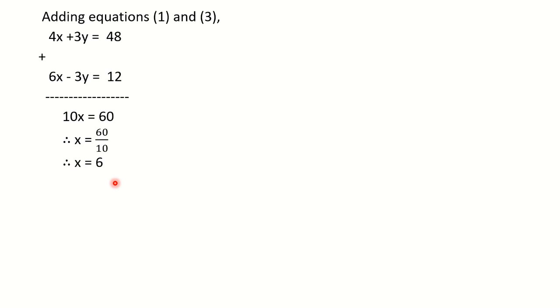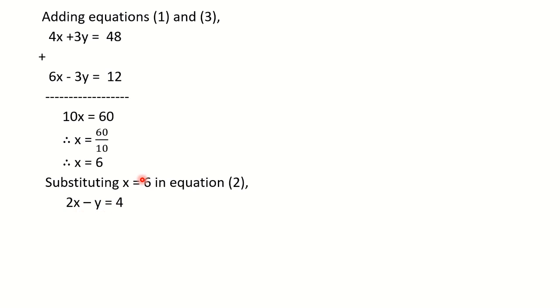Okay, in this way we have found out the value of x. Now we need to find the value of y. So let us make use of any one equation, either equation 1 or equation 2. So write: substituting x is equal to 6 in equation 2. Why is equation 2 chosen? Because it is simpler, it is smaller. So this is our equation 2: 2x minus y is equal to 4.